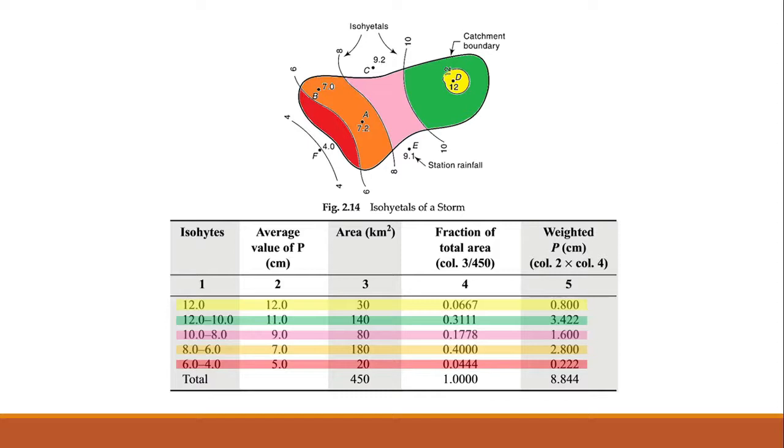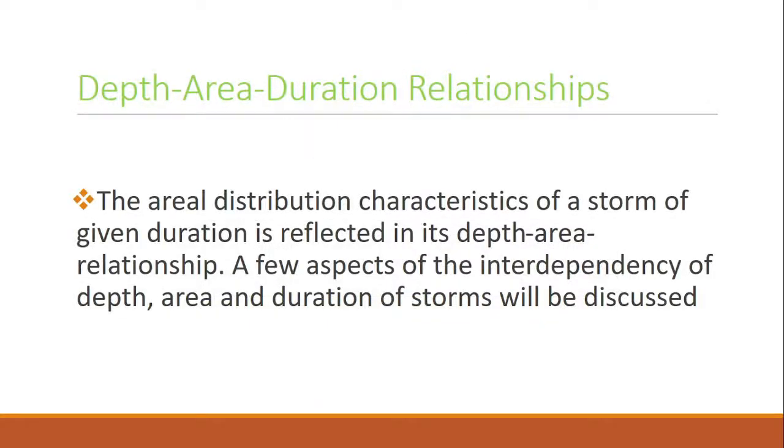So, summing up the values of the weighted P in the fifth column, we will get the average rainfall for the catchment area, which is equal to 8.844 centimeters. Depth area duration relationships. The areal distribution of characteristics of a storm of given duration is reflected in its depth area relationship. A few aspects of the interdependency of depth, area, and duration of storms will be discussed.